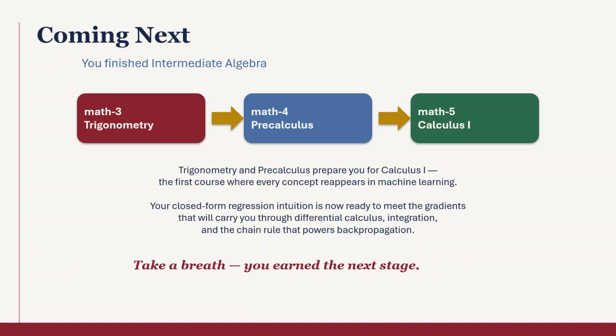Coming up next, you have finished intermediate algebra. What is next? Trigonometry, Math 3, and Pre-Calculus, Math 4, prepare you for Calculus 1, Math 5, the first course where every concept reappears in machine learning. Your closed-form regression intuition is now ready to meet the gradients that will carry you through differential calculus, integration, and the chain rule that powers backpropagation. Take a breath. You earned the next stage.